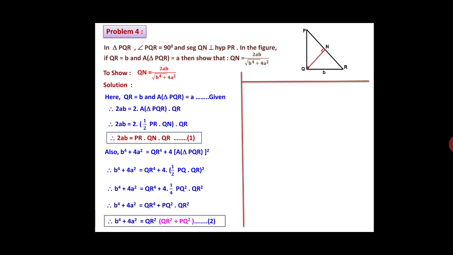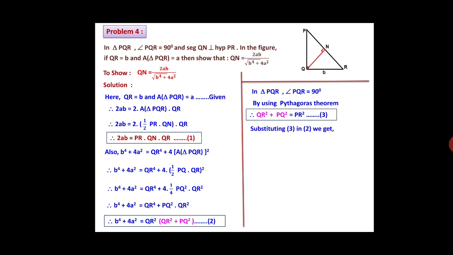Now here we will just put in bracket B fourth plus 4A square is equal to QR square is common taken out. We are putting the bracket QR square plus PQ square. This is equation 2. In triangle PQR, we know the angle Q is 90. Therefore, by using the Pythagoras theorem, you can write QR square plus PQ square is equal to PR square. Pink color you will get.